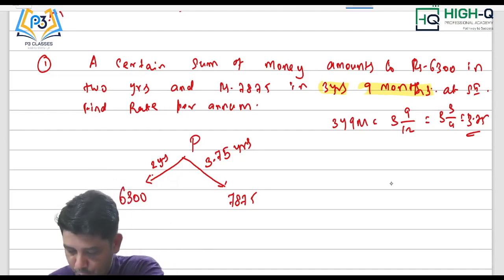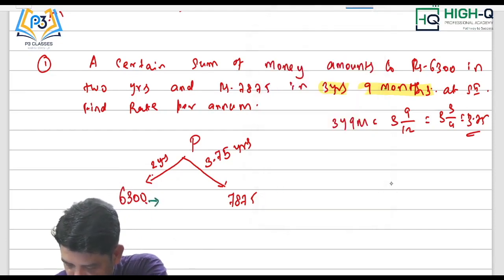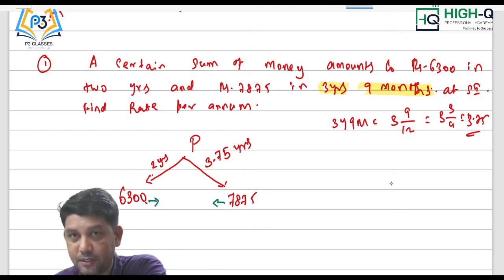Now look at this, the way I am approaching. Now tell me, what is the difference between 6,300 and 7,875? See, 6,300 minus 7,875. Sir, you will get negative. Sir, negative you can ignore.